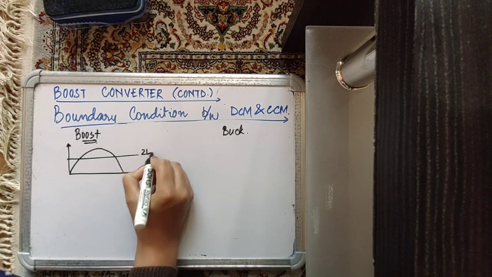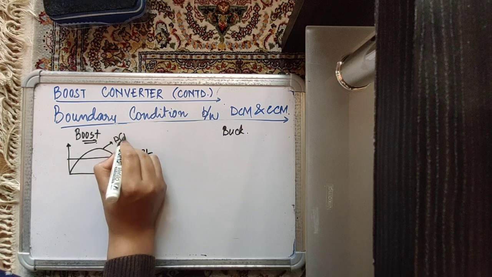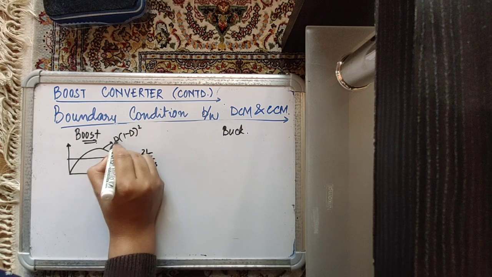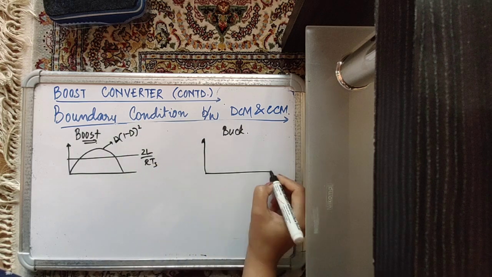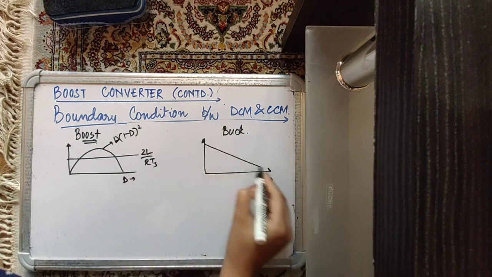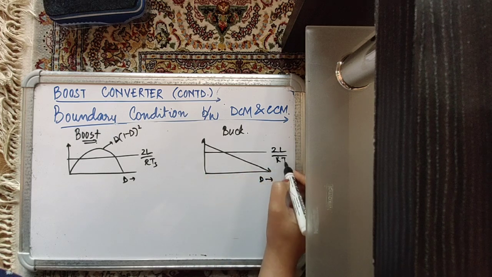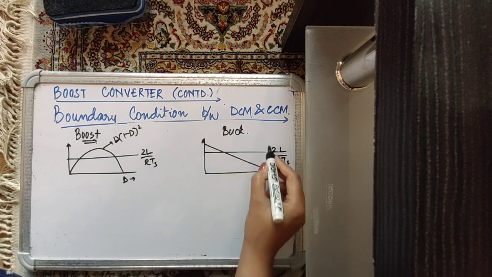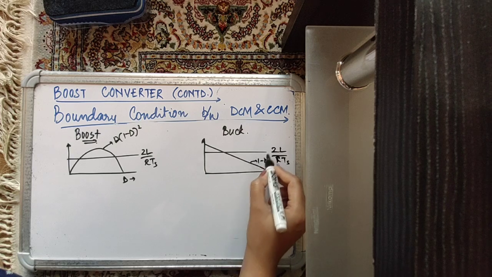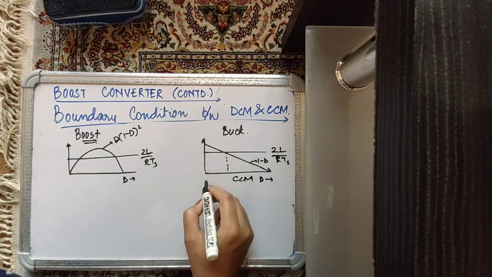So this is your 2L by RTS, and it should be greater than D into 1 minus D whole square. And if you see your buck converter, and this is your D, right? If you see your buck converter circuit, the curve was like this, and this was your 2L by RTS. As long as it was greater than 1 minus D, your converter was in CCM, and otherwise it was in DCM.